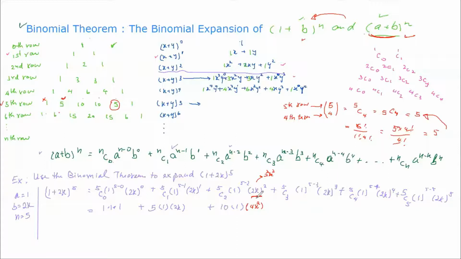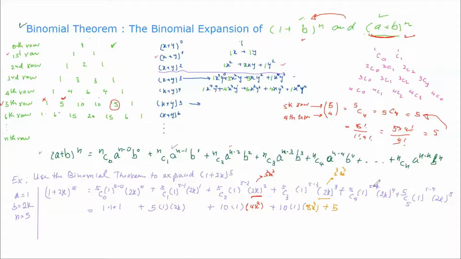Find the 5C3. 5C3 equals 10. So you can plus 10. 1 power anything is still 1. And 2x again, don't forget this one, 2x. This one has to be equal to 2 power 3 times x power 3. So it becomes 8x power 3. Plus, you can use the calculator. 5C4, right? 5C4 equals 5.